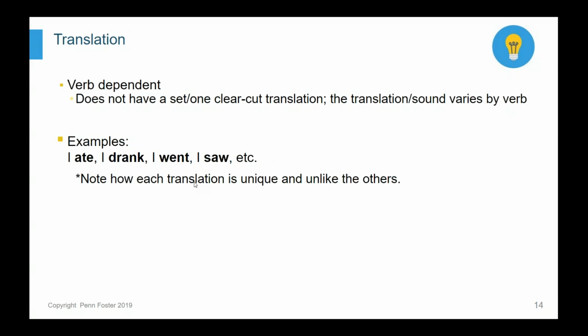So going along with that, with translation, it's very verb dependent. So there's not one set or one clear-cut translation. Translation sound varies. So similar to when we talked about the present tense with verb-dependent translation, the verbs may not sound or look similar or have a similar pattern. So I ate, I drank, I went, I saw. These are all preterite or past verbs.